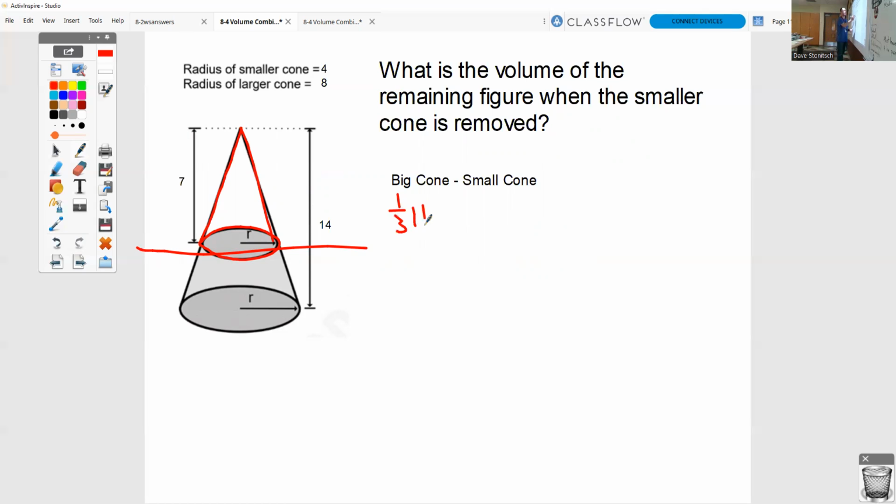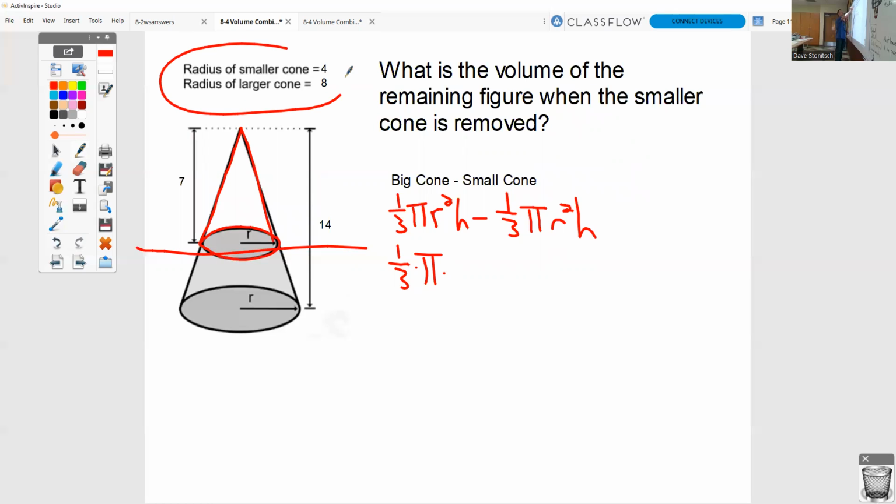So we have 1/3 pi r squared h minus 1/3 pi r squared h. So we have 1/3 times pi. The radius of the big cone is right here. Now it says right at the top, it gives you your measurements. The radius of the larger one is 8, the smaller one is 4. So times 8 squared. The height of the cone is right here, that is 14. Minus 1/3 times pi times your radius of the small cone, which is 4, times the height of the small cone, which is 7.